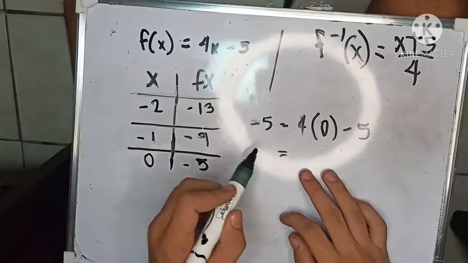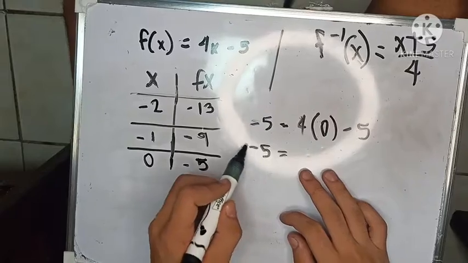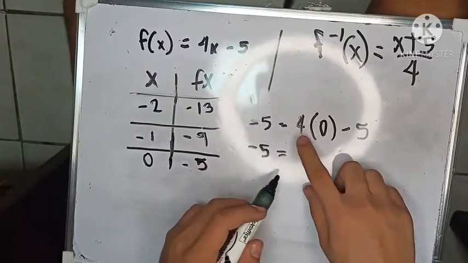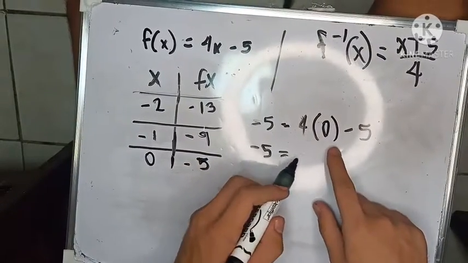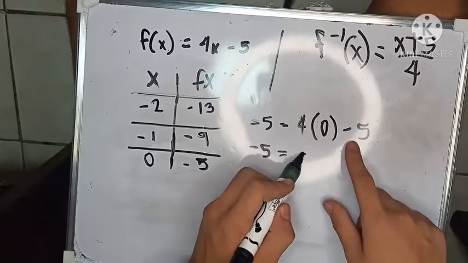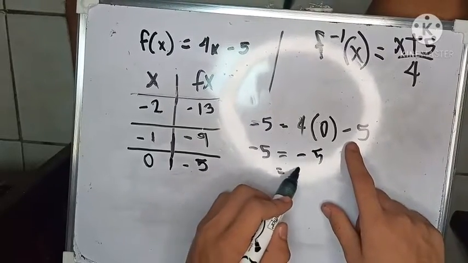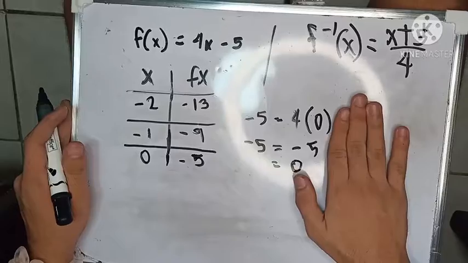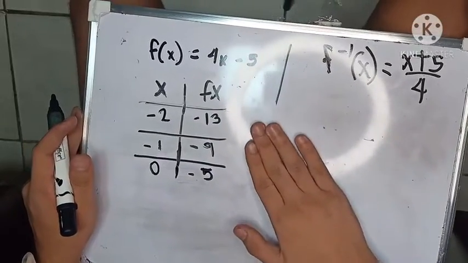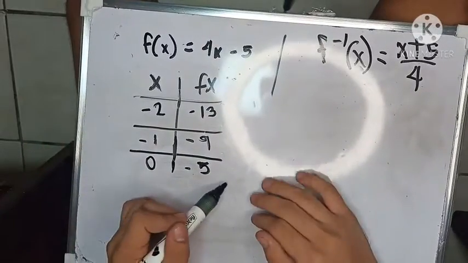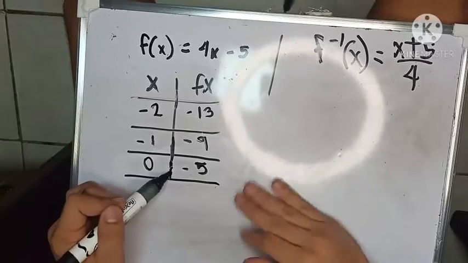So, f(5) equals 4 times 0 minus 5. This would become 0 and this would be negative 5, and the result would be 0. So, we're correct. Okay, the next one.